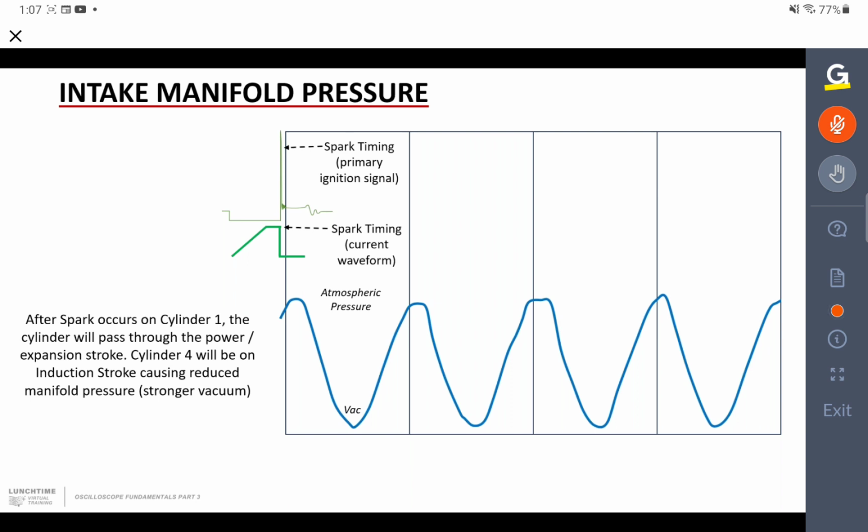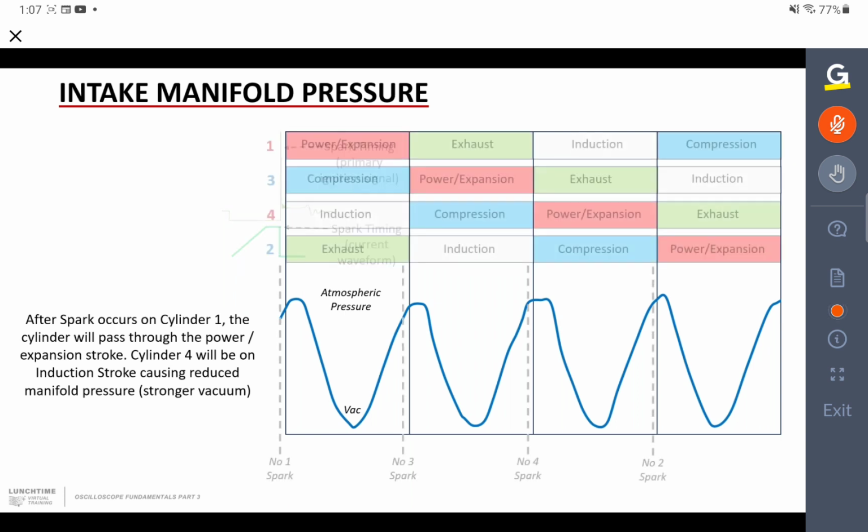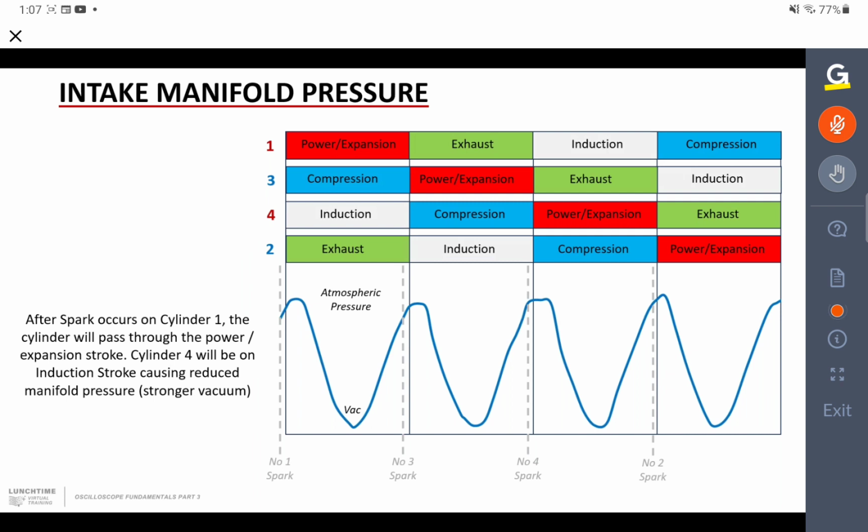So we said it just now on the previous slide. So although we're looking at spark timing maybe for number 1, it's number 4 that's on the induction stroke there. Now I've sort of created my own little overlay here. So there's our sparks occurring on the different cylinders. This is the basic principle of that overlay.